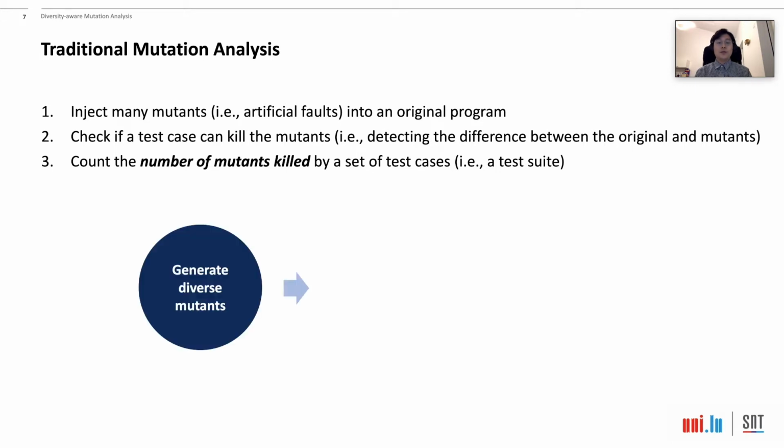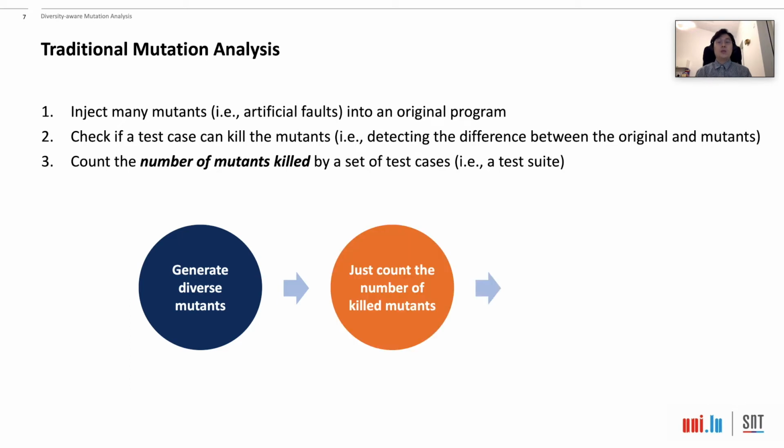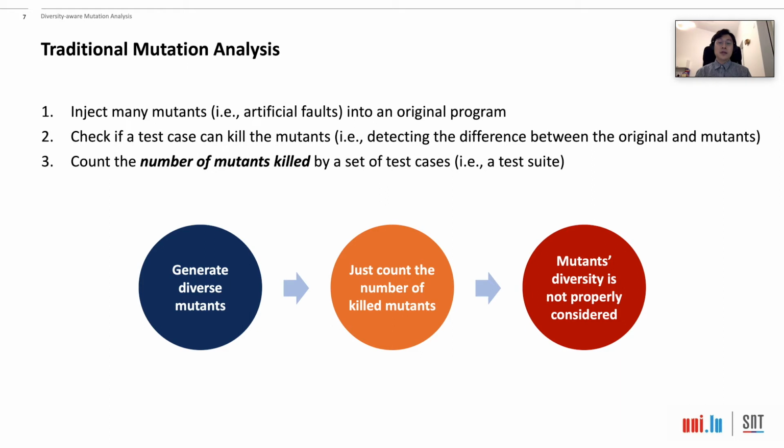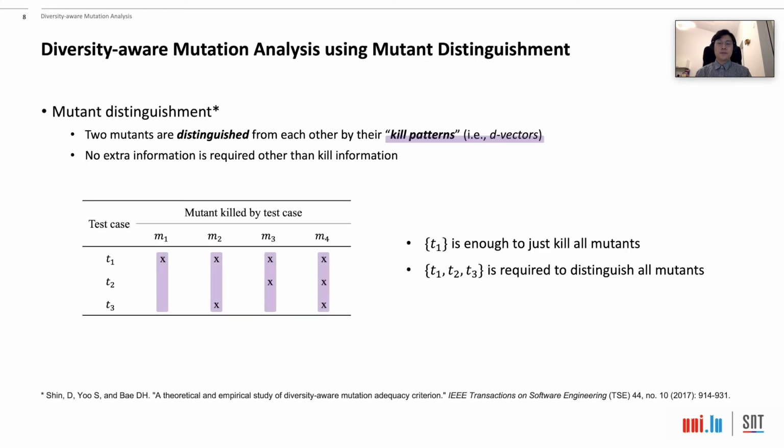The issue comes from the last point. To see why, let's go back to the point where we generate mutants. When we generate mutants, those mutants are basically diverse. However, since we just count the number of killed mutants without considering the diversity of mutants, the mutant diversity is not properly considered in the way of mutation analysis. To address this issue, I and my colleagues proposed a novel concept called mutant distinguishment, which enables diversity-aware mutation analysis.